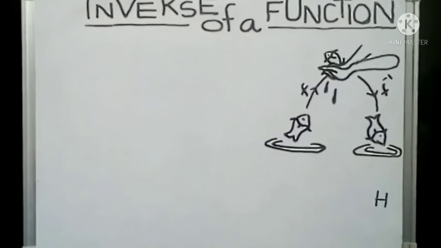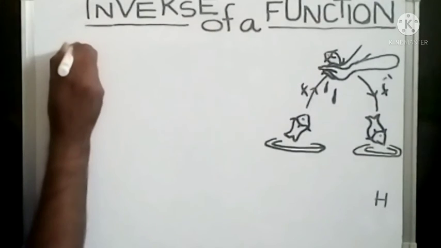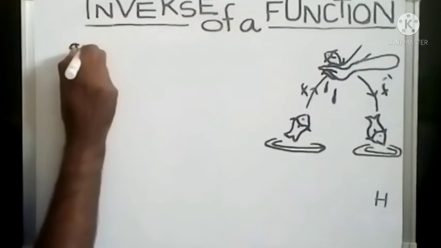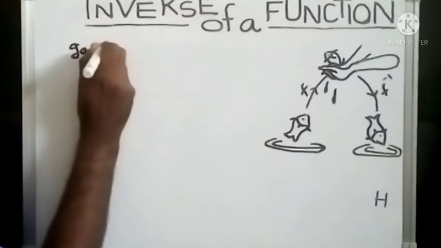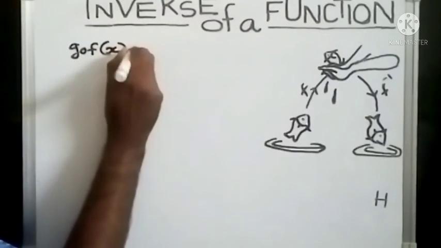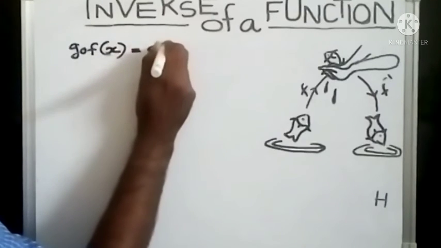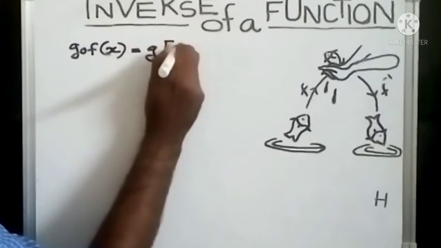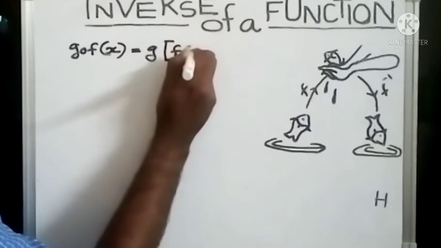I think you remember the composition of functions we discussed in the last section. The composition of functions f and g: g of f, or g composite f, of x equal to g of f of x.